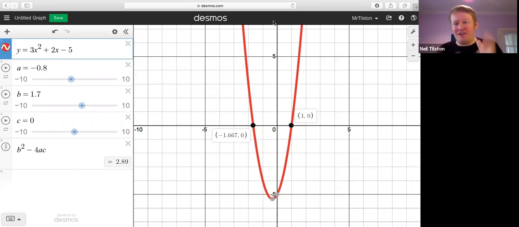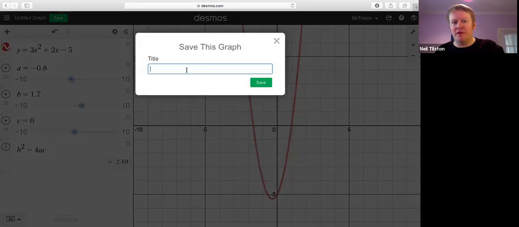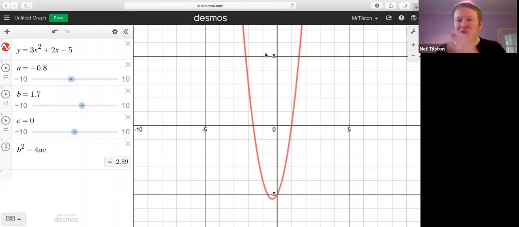And that's really all I do. The only thing I want to show you is that when you make these, you just hit save. You name it up here, so I might say this is my quadratic formula task. Actually, do you know what? I'm going to not save it the way I've done it.